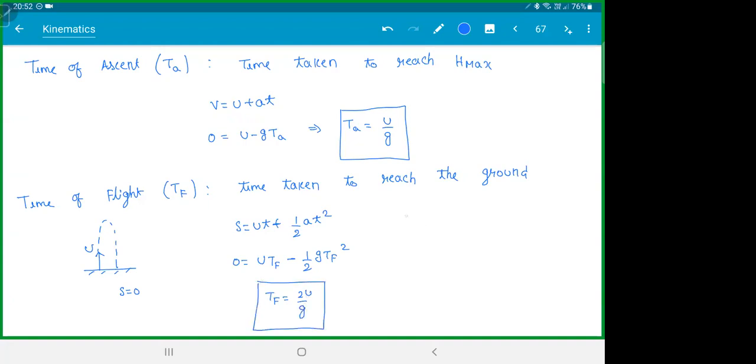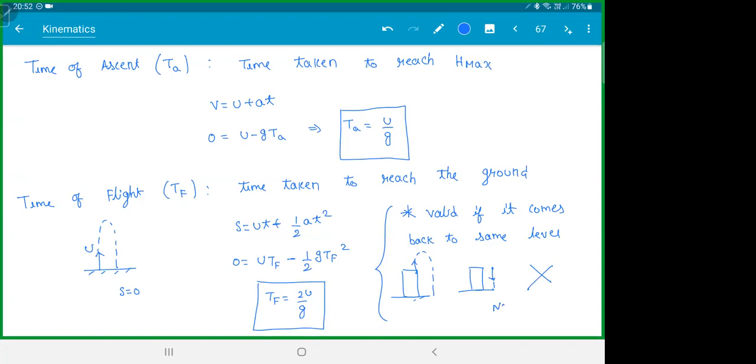But be careful, there is a limitation with this formula. This is valid only if you come back to the same level. That means if you throw a stone from a building like this, or if you throw a stone like this, it is not valid. Don't use the formula here. So this formula 2U by G is valid only if you come back to the same level of projection. If you're throwing from buildings or something, you have to use something else. So the 2U by G will not be valid if thrown from height or thrown from building. Be careful with that because we have a habit. What's the time of flight? 2U by G. We just don't realize when we can use and when we cannot use.